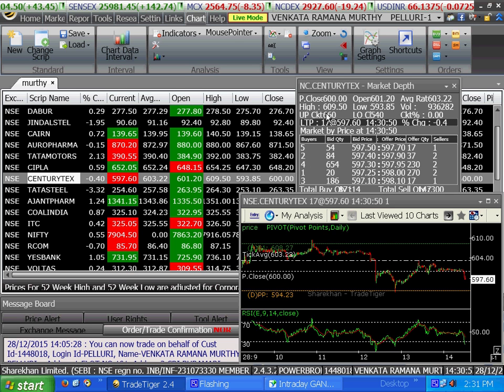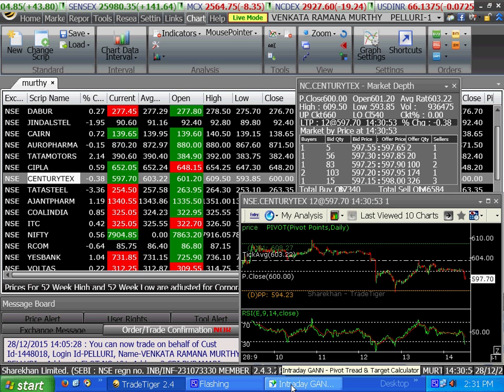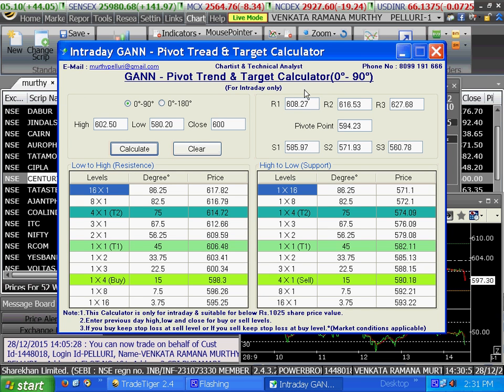What we have to do is, if the price is going up, we correlate the targets with these levels. For example, after 45 degrees and 56.25 degrees, the R1 level is 608.27. So we have to enter around 600 because 598 is the buying level, and we could catch the share at 603, and we should come out at 608. So we could make 5 rupees profit on this.